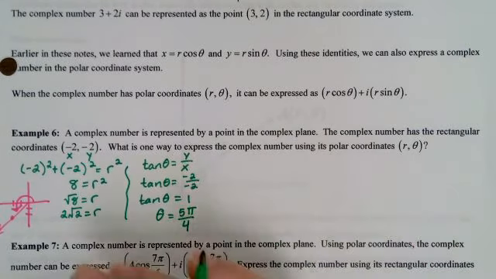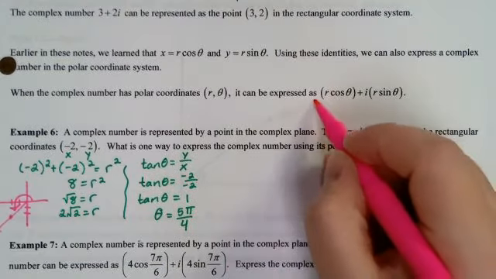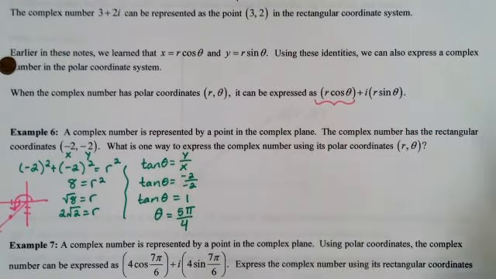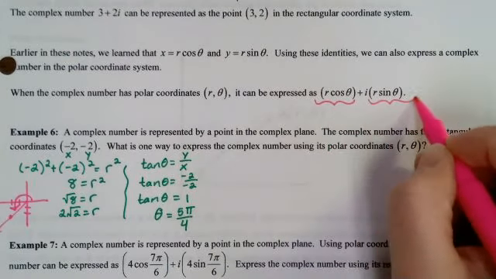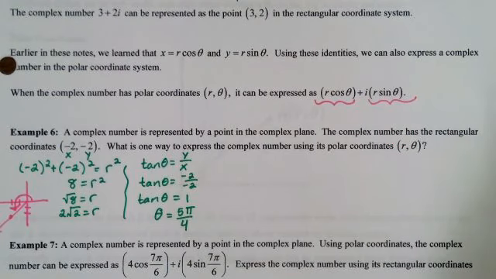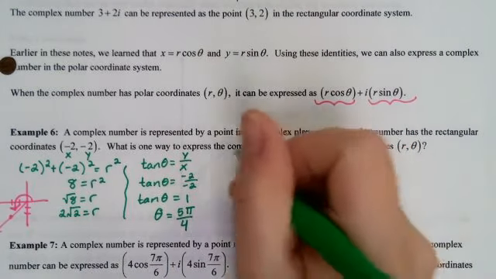Anyways, in this situation, we have our r, we have our theta. Let's figure out what the complex number would be. The complex number has the rectangular coordinates. Now how are we going to get there? I'm going to take r cosine theta and r sine theta, and we're going to plug those values in. I know r and I know theta, so let's plug those values in.